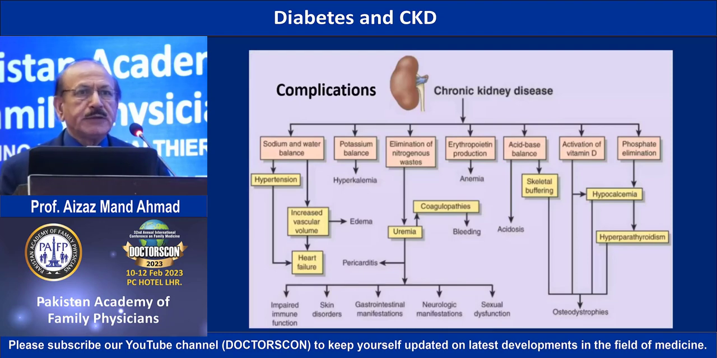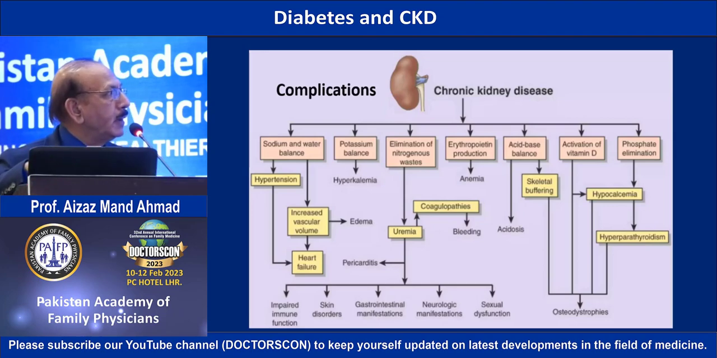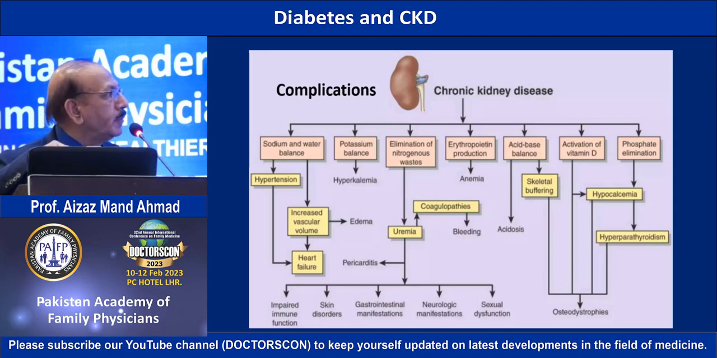So once a patient has developed chronic kidney disease, consider all the functions that the normal kidney does: it regulates sodium and water metabolism and potassium metabolism, eliminates nitrogenous waste, produces erythropoietin, corrects the acid-base balance, activates vitamin D into its active form, and eliminates phosphate. If these things are not happening, it will lead to hypertension, and this hypertension can lead to heart failure. And if there is increased vascular volume, it will lead to edema, hyperkalemia, uremia, coagulation problems, anemia, acidosis, and activation of vitamin D is not happening, so renal bone disease will occur. So you will find that the majority of these symptoms are arising outside the kidneys.